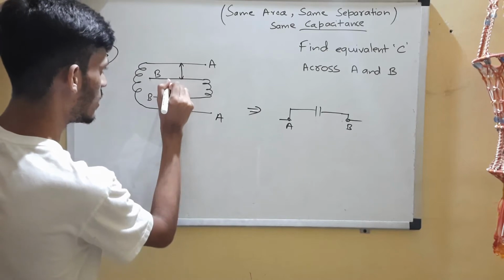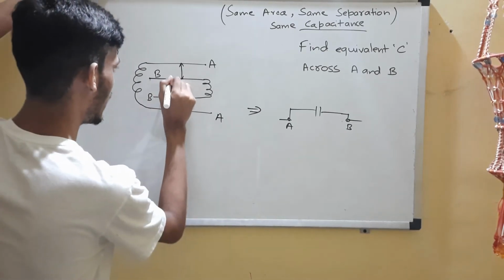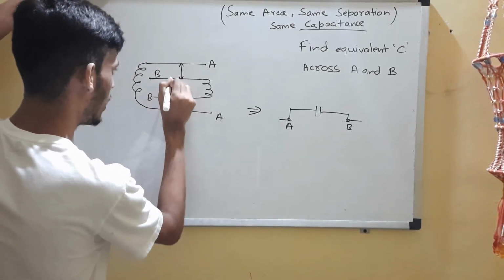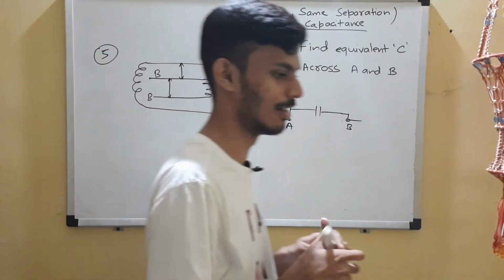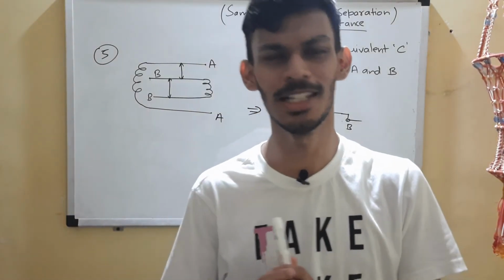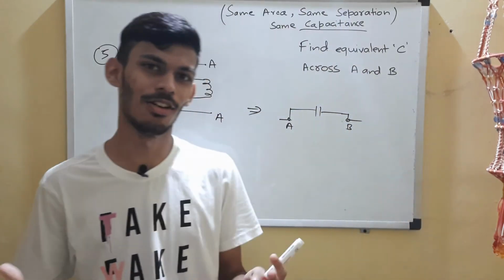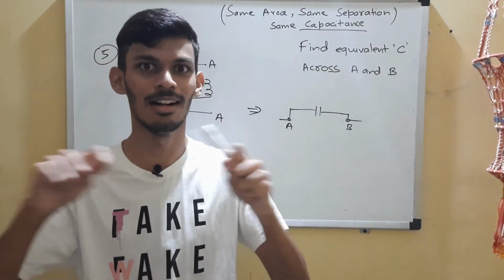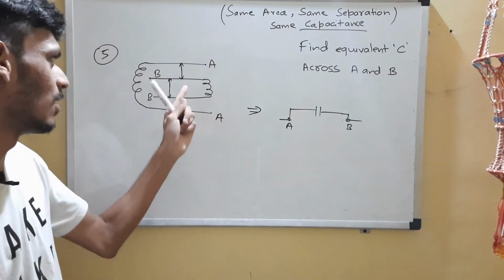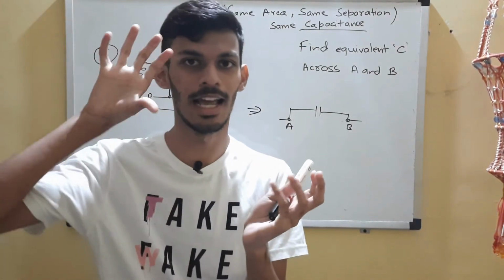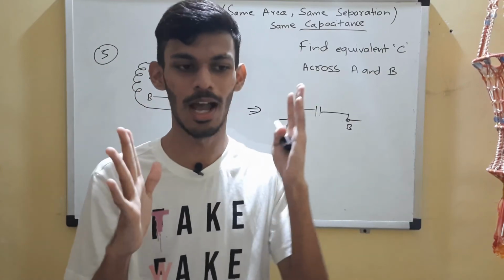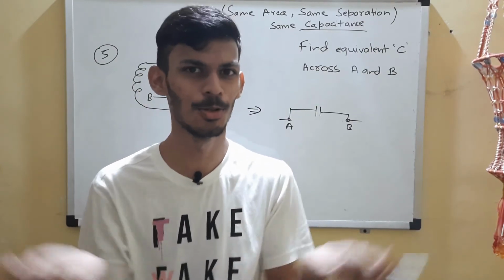Now here, if you see, there is something weird. These 2 plates are connected to the same potential B, right? It's just like connecting the 2 plates of a capacitor. When you connect 2 plates of a capacitor by a connecting wire, this is what is done over here. Suppose one capacitor has one plate with charge plus Q and the other plate with charge minus Q. You connect the 2 plates.